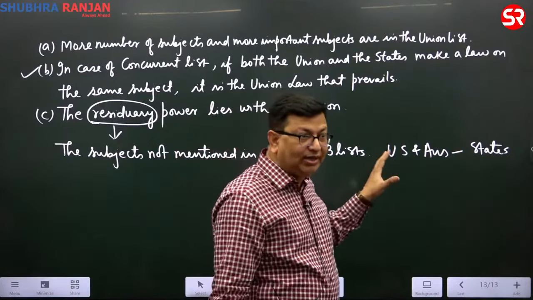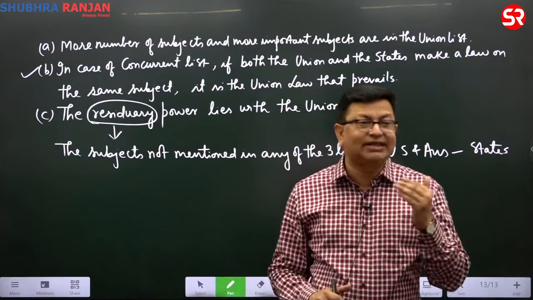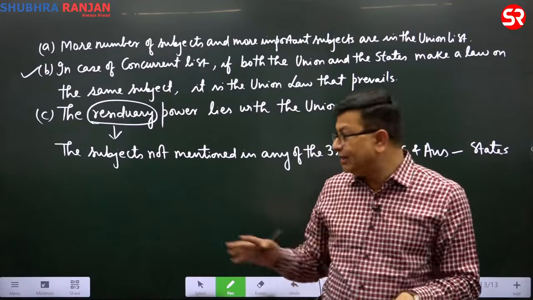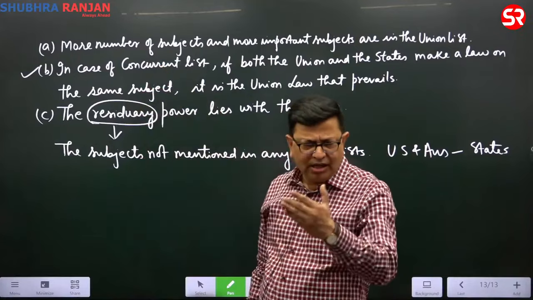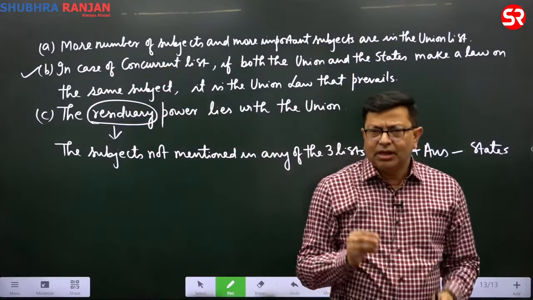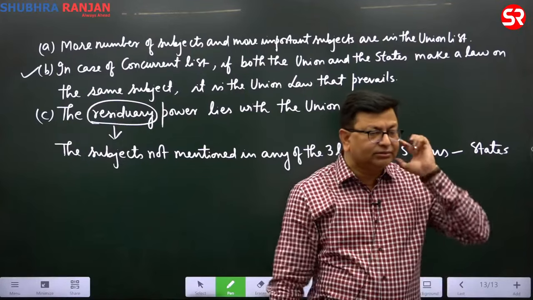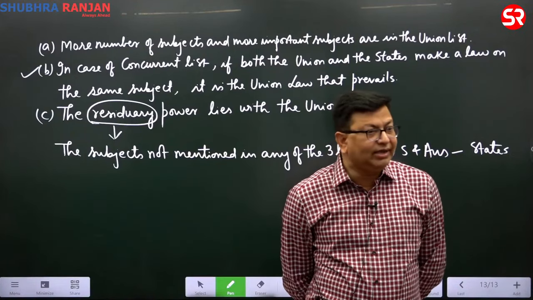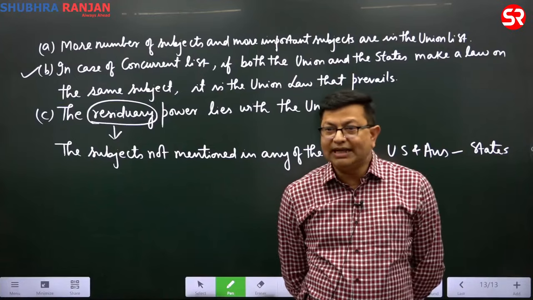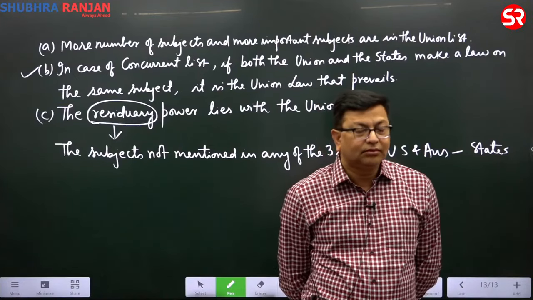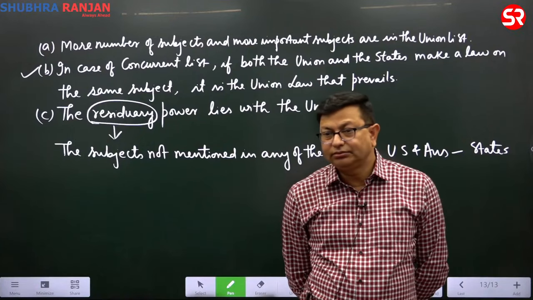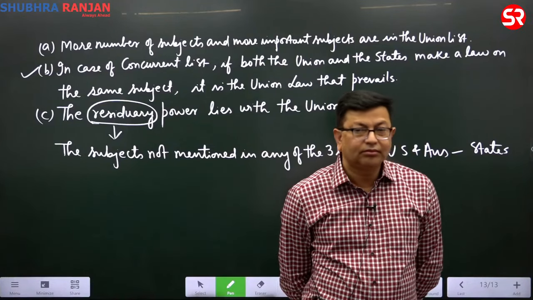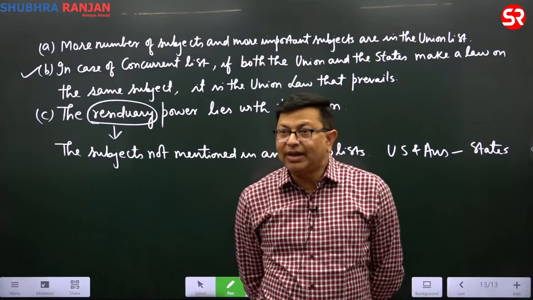So, these are 3 points. Some other aspects are also there, but we will be discussing them when we discuss the center-state relations. Now, write 2 fresh points. These 3 are the explanation of the earlier point. Another fresh point you can write here: the governor, who is the executive head of a state government, is appointed by the center.